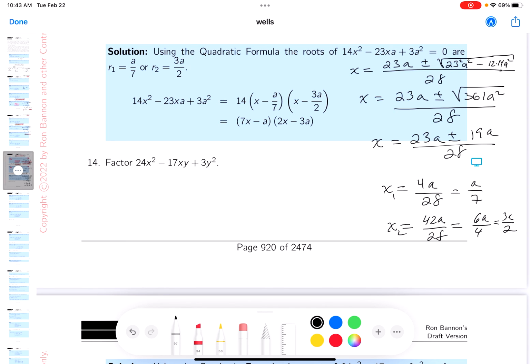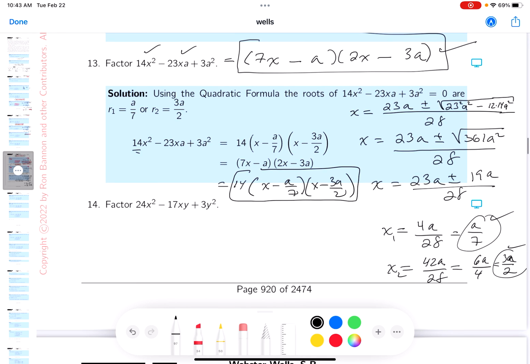So if I know the roots, and these are my roots, by the way, what do I write down? The factors. And what are the factors going to be? Well, one is going to be x minus a over 7. And the other one is going to be x minus 3a over 2. Right? That's 3a over 2. So I put them down. And the question is, I got trouble because I need a leading coefficient of 14. So I'll put that down. And by the way, this is a fine answer.